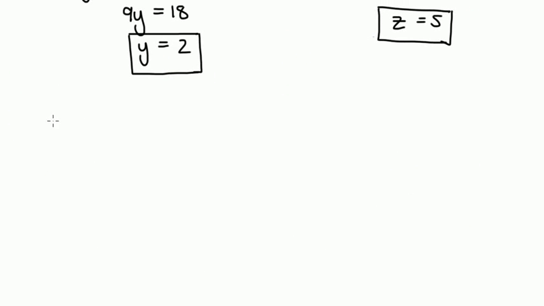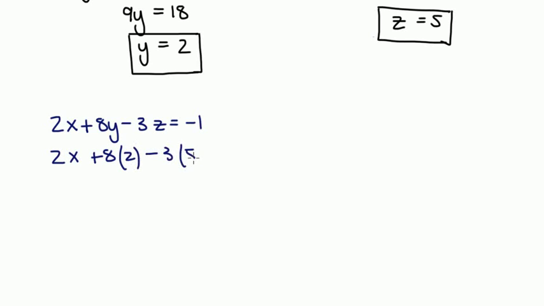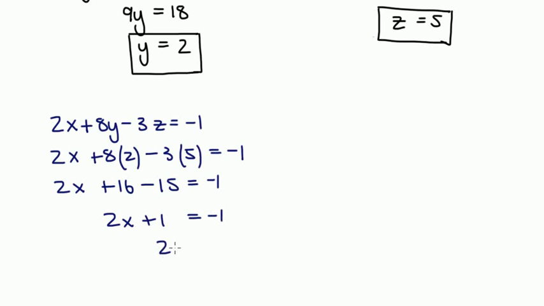So I'll just take the first one. We have 2x plus 8y minus 3z is equal to minus 1. Again, it doesn't matter which one I take. So 2x plus 8, so I have 2 for y, and I have 5 for z, is equal to minus 1. 2x plus 16 minus 15 is equal to minus 1. 2x plus 1 is equal to minus 1. 2x is equal to minus 2, so x is equal to minus 1.